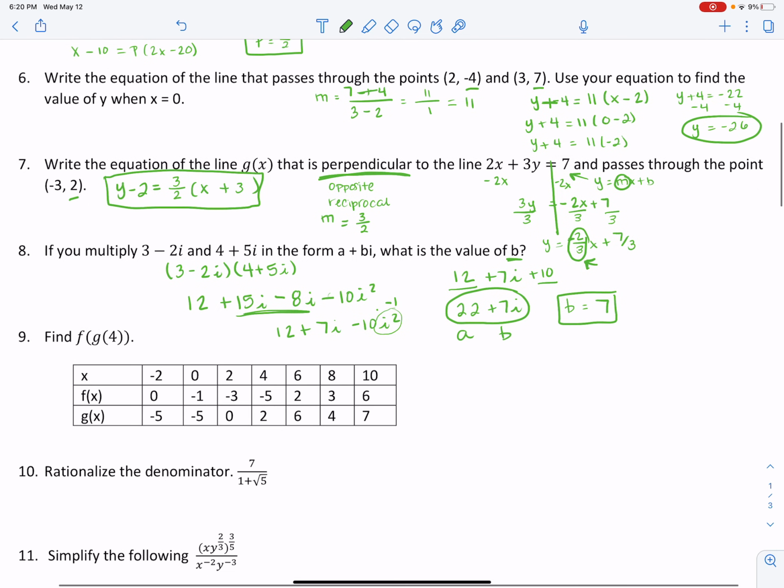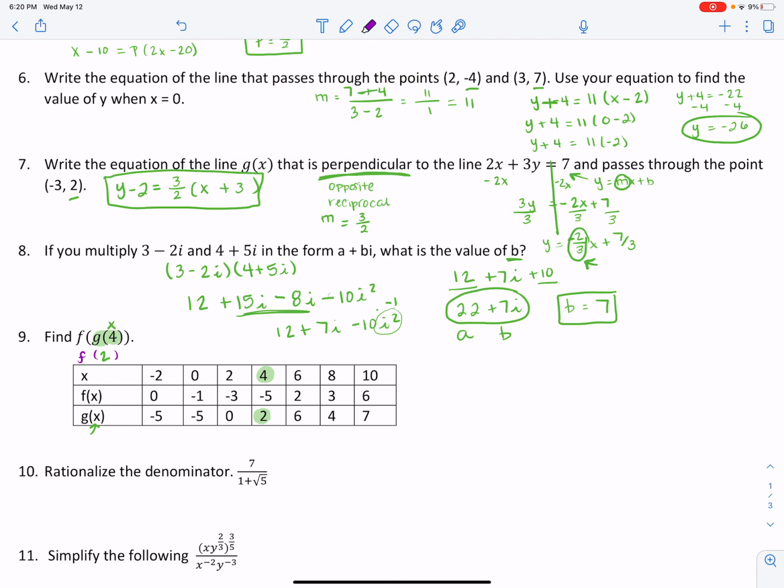All right, find f of g of 4. So the first thing you need to know is that g of 4, we used to have g of x, right? But x has been turned into 4. So I need to find first g of 4. In order to do that, I need to find where x is 4 and then figure out what is g. Well, it's 2. So that gave me 2. So now I need to find f of 2.